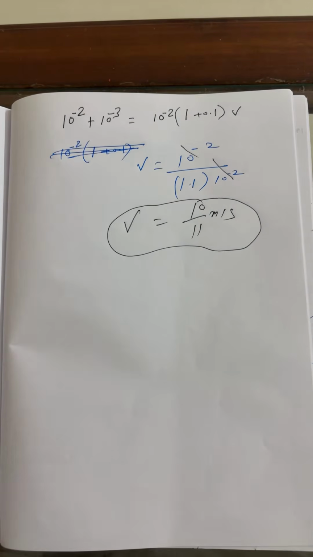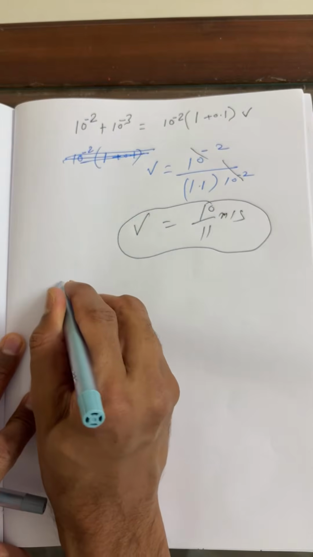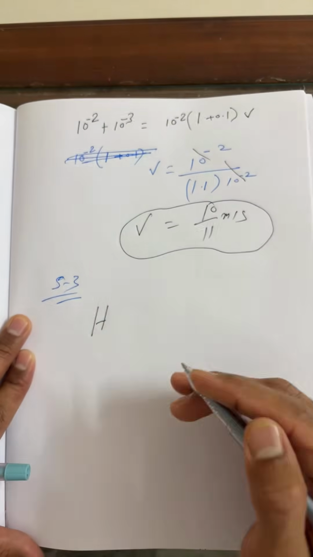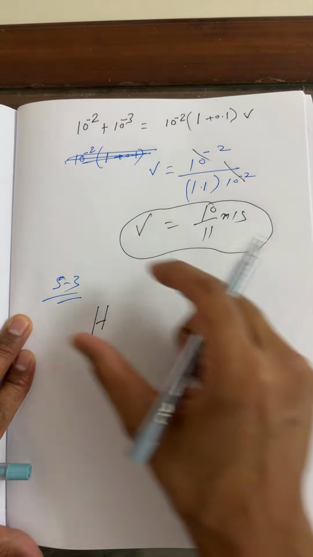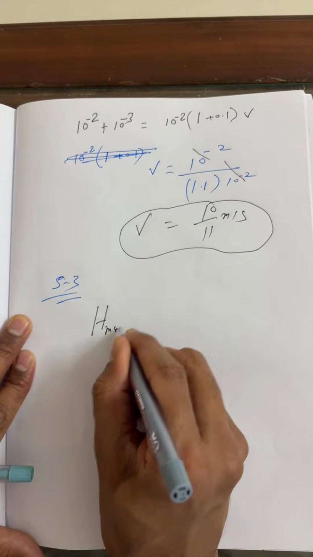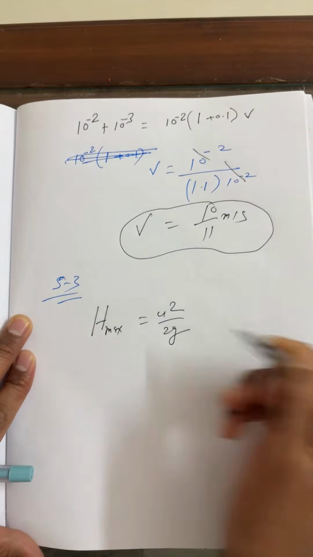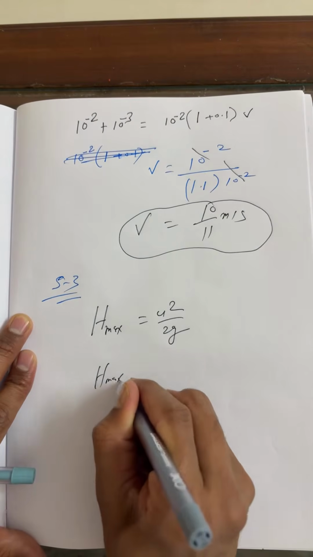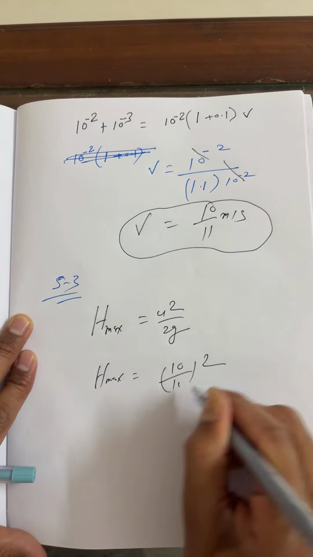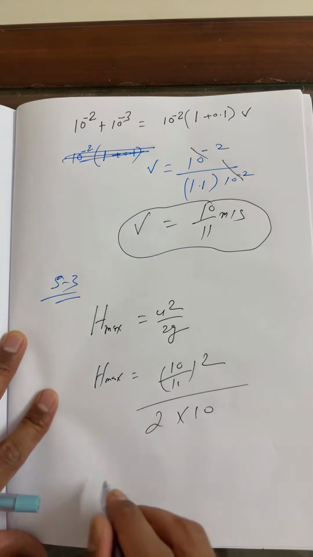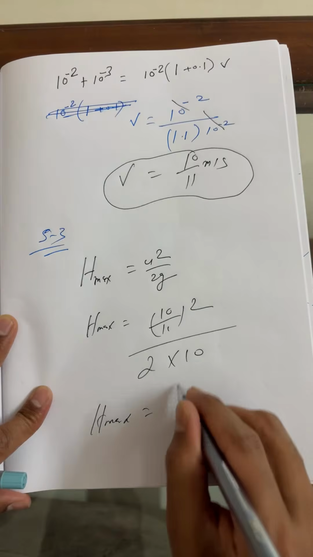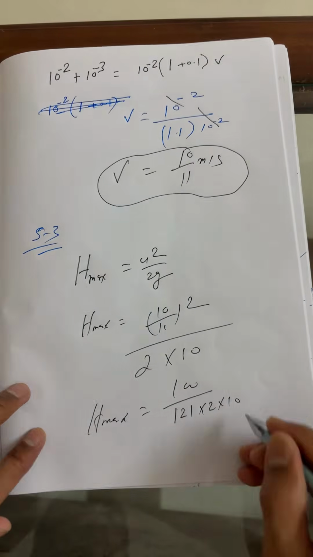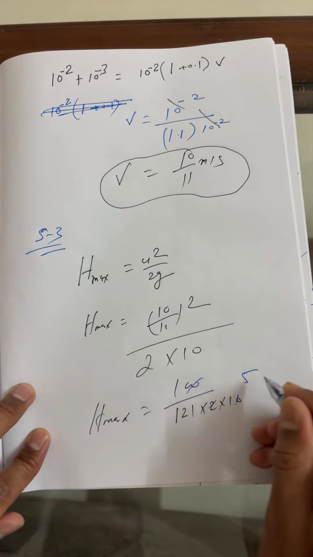We wish to find the height. In step 3, I'm going to find h max, because we have to find the maximum height the combined mass will rise. h max is u squared by 2g, and we got u. So h max equals 10 upon 11 whole squared over 2 into 10. That is 100 over 121 into 2 into 10. This cancels, this cancels, and we get 5 by 21.